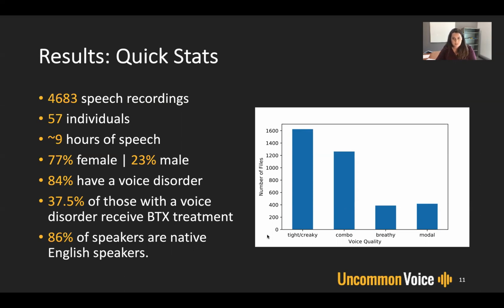Over here, you can see this graph. This shows a distribution of the number of files. So you can see that the most files that we have represent a tight or creaky voice, followed by a combination of tight and breathy. This is a possibility for people with spasmodic dysphonia. I'm not going to get into the nitty-gritty details here. And then followed by breathy. And modal means that they had a voice disorder, but their voice sounded pretty quote unquote normal for the time being.